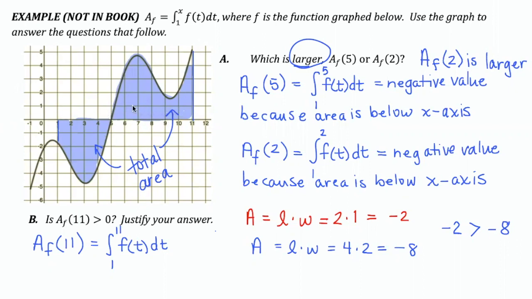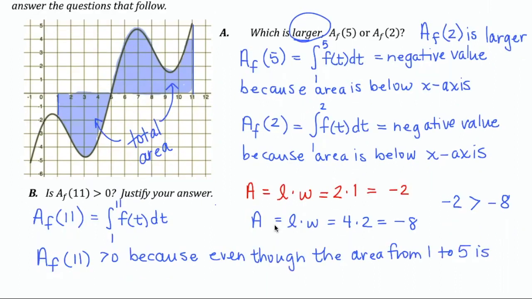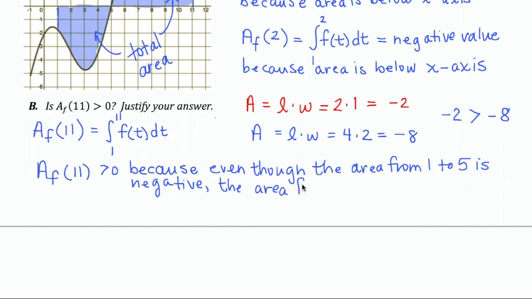If you have a positive number for this area and a negative number for this area, the end result will be positive. So A sub f of 11 will be greater than 0 because even though the area from 1 to 5 is negative, the area from 5 to 11 is positive and larger. When combined, the result is positive.